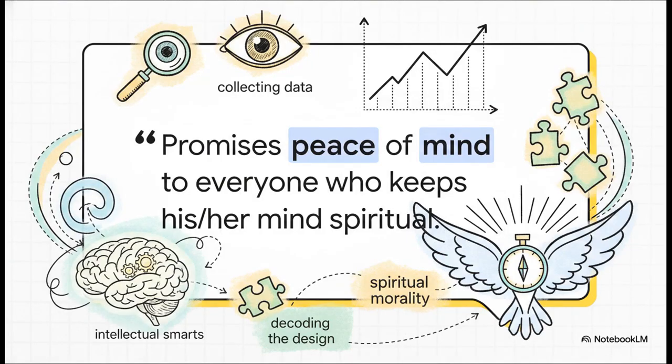I'm going to leave you with this incredible promise from Romans 8:6-7, which promises peace of mind to everyone who keeps their mind spiritual. It's a profound reminder that true peace comes when we blend our intellectual smarts with our spiritual morality. So how are you using the patterns you see in life to make positive, moral choices? Are you just collecting data, or are you charting a path to peace?